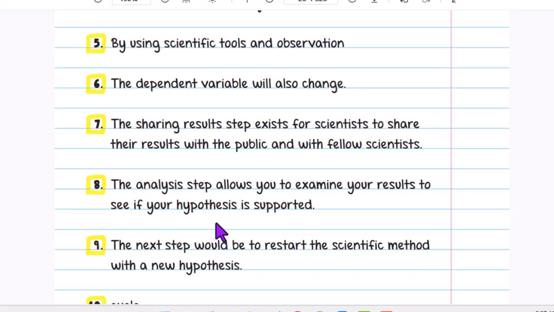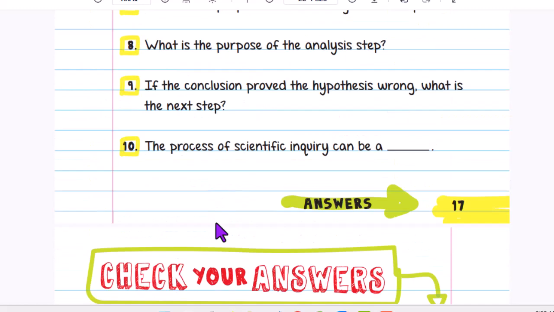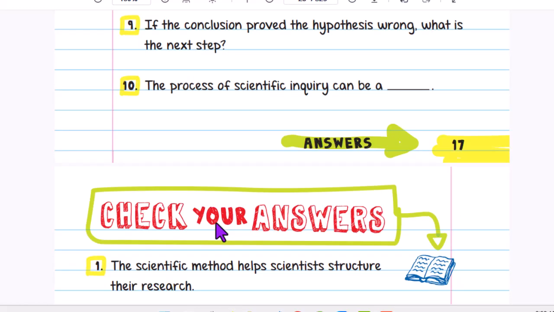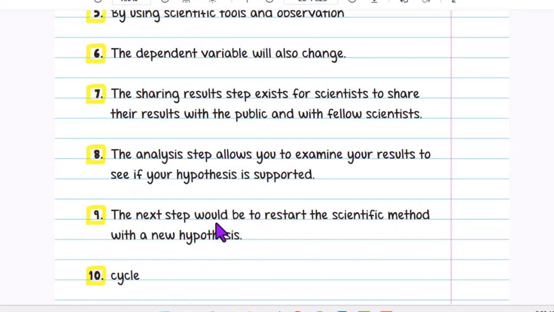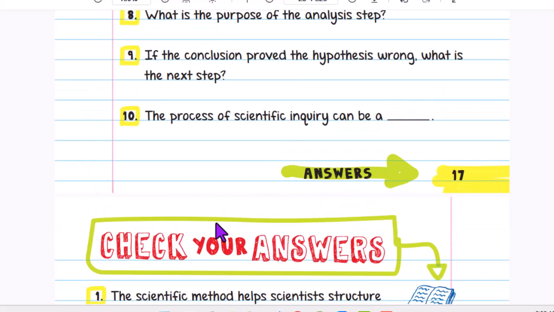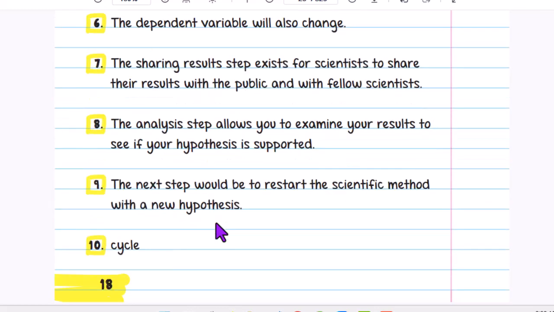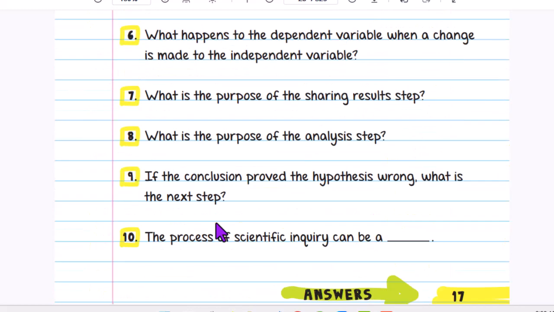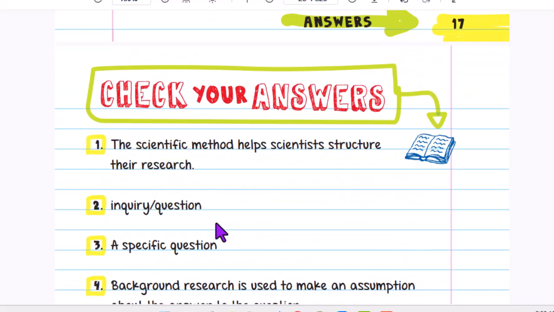The dependent variable will also change. The sharing results step exists for a scientist to share the results with the public and with other scientists. Number 8. What is the purpose of analysis? The analysis step allows you to examine your results to see if your hypothesis is supported. Number 9. If the conclusion proves the hypothesis is wrong, what is the next step? The next step would be to start the scientific method with a new hypothesis. Number 10. The process of scientific inquiry can be a cycle.